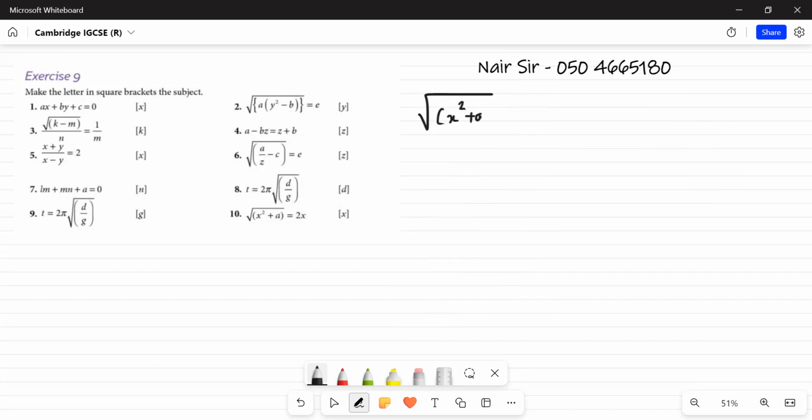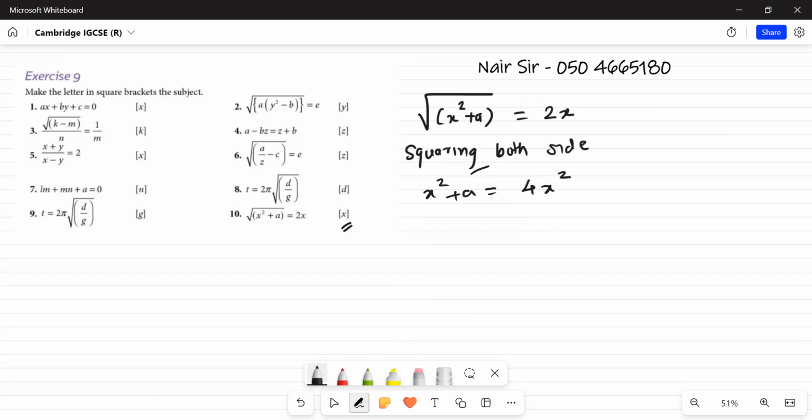x square is equal to 2x. It is x square root. So what is the first thing? Squaring both sides. Done. What will this become? x square plus a is equal to 4x square. So this is very simple.